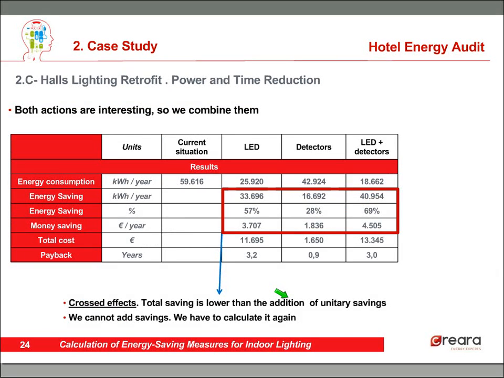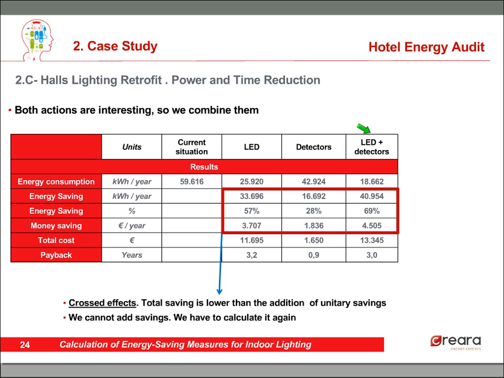Okay, so both actions, the system replacement and also the detectors, are economically interesting. So we're going to combine them. In this table, we can see the results of the combination. We have the current situation, the LED, so the change of the fluorescent for LED. Remember, we are going to change the lamps, not the luminaires. The detectors, and the combination of both, LED plus detectors.